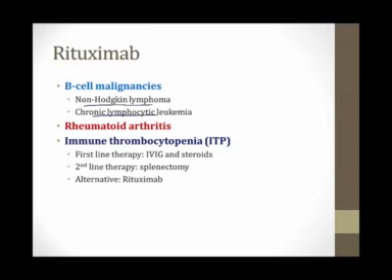The autoimmune disorders where rituximab is sometimes used include rheumatoid arthritis and also ITP. I talk about ITP in the platelet disorders video. In this condition, antibodies are produced against platelets that lead to platelet destruction. The first line therapy is IVIG and steroids, and the second line therapy is to remove the spleen. However, an alternative to splenectomy is rituximab. In some patients, this will lead to an improvement in the platelet count.